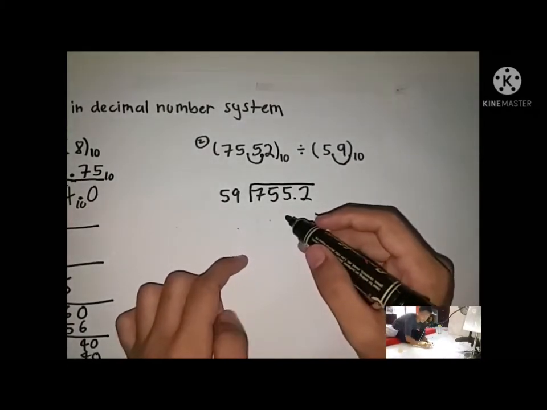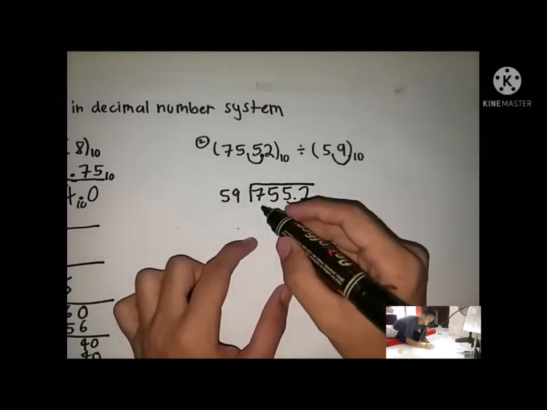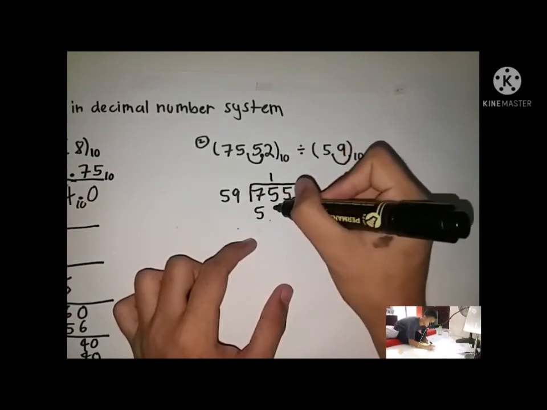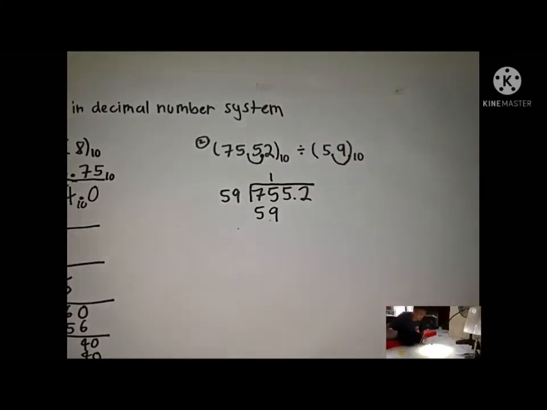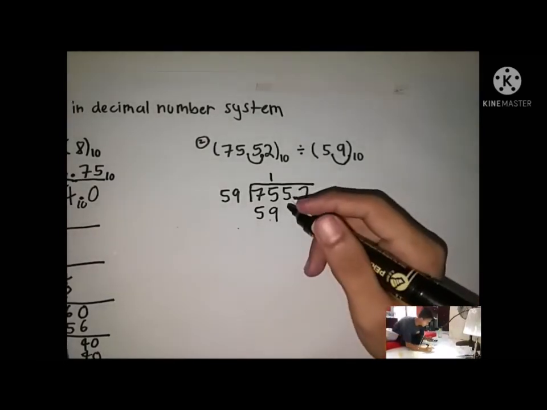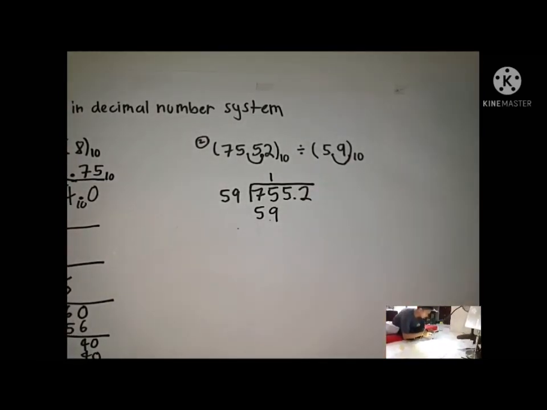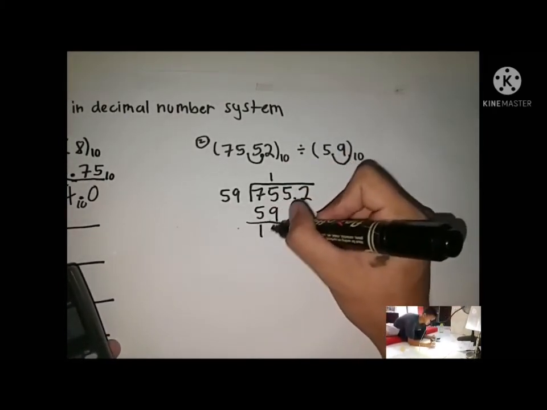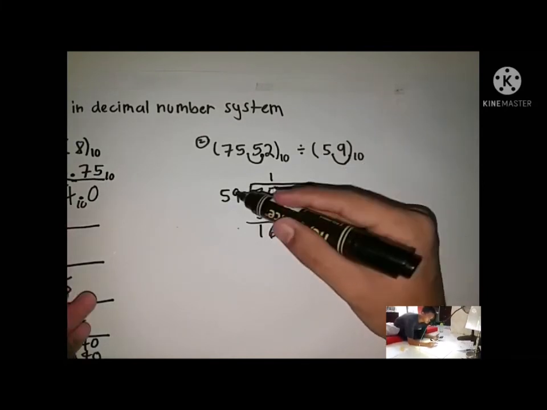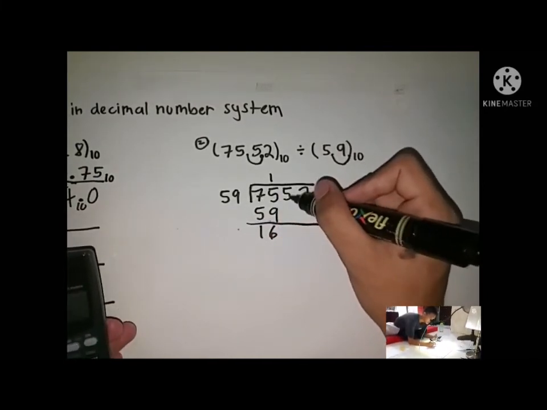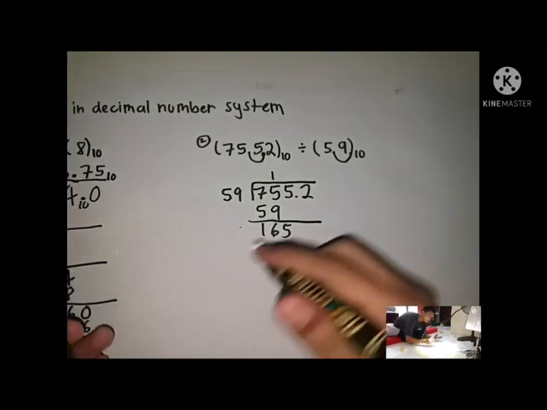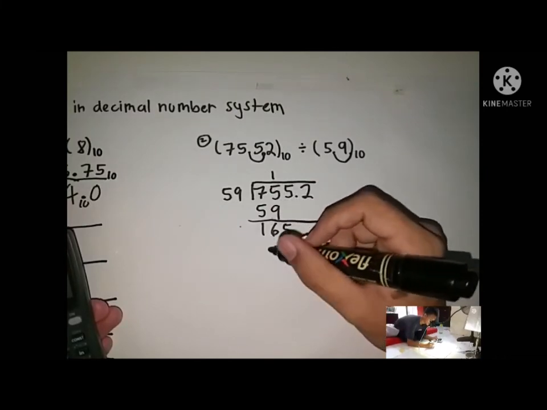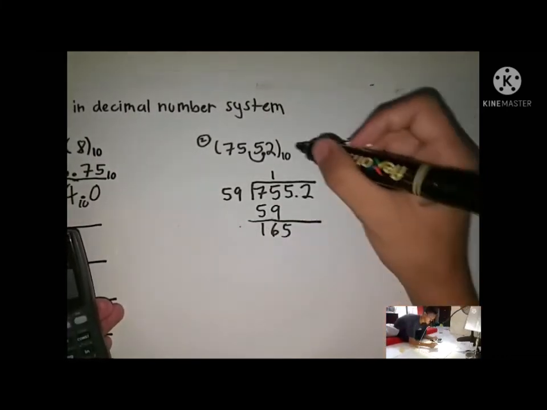So first we must divide the 75 by 59, so it gives us a 1. So 1 times 59, so we have a 59. So subtract 75 by 59, so it gives us a 16. So the dividend is greater than the divisor, so we must bring down here the 5. So we must divide 165 by 59. It gives us a 2.